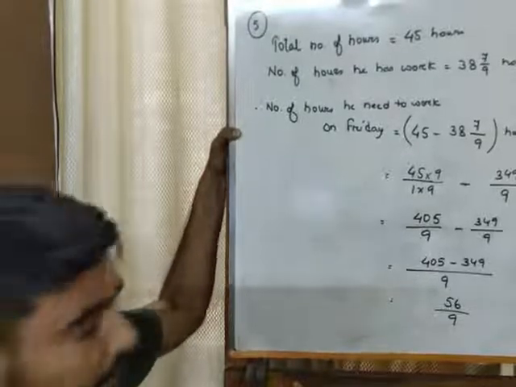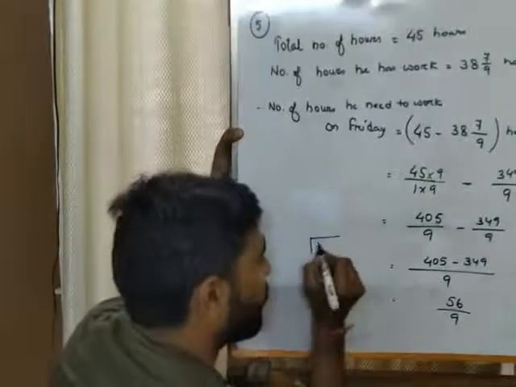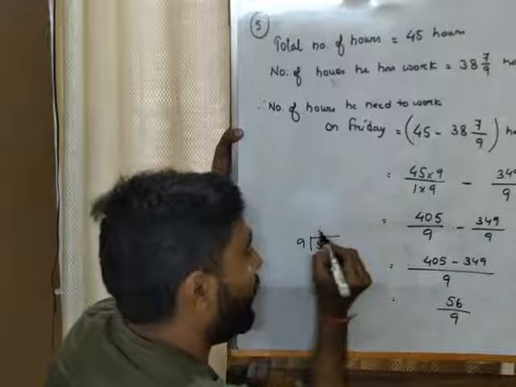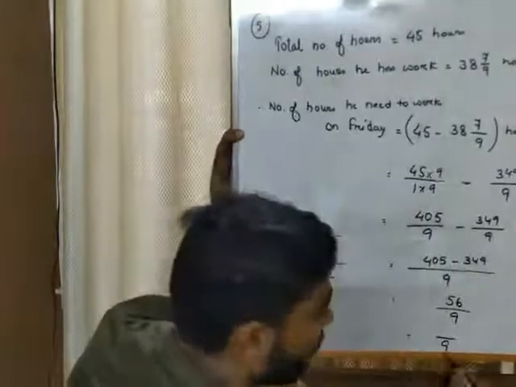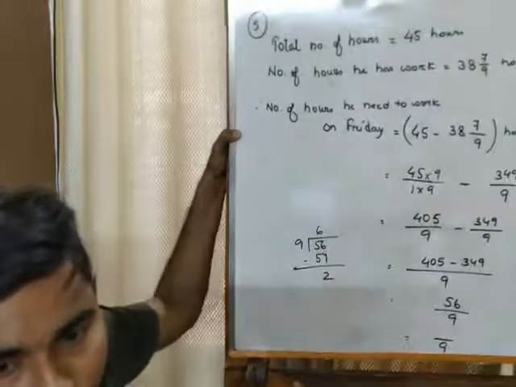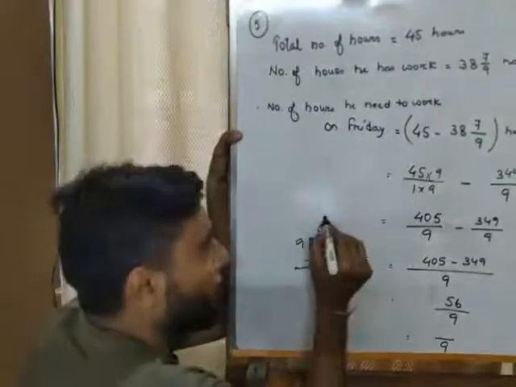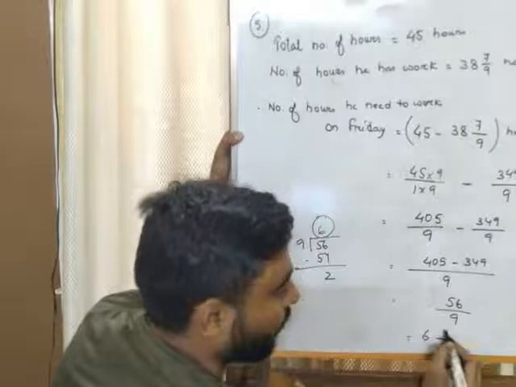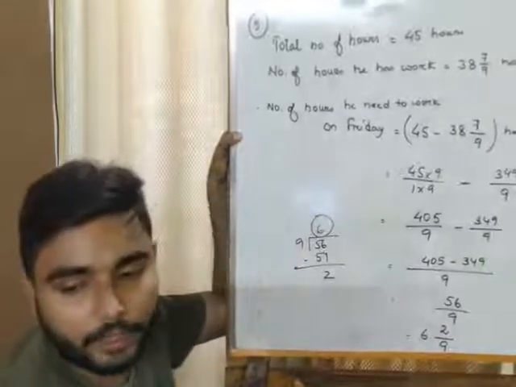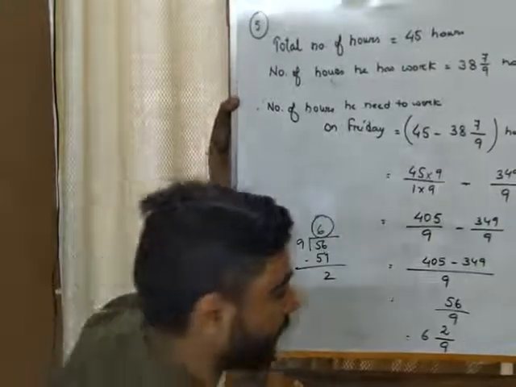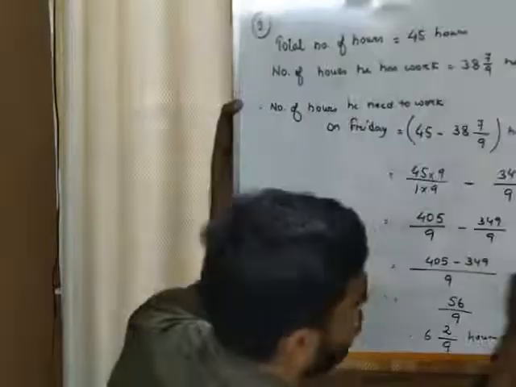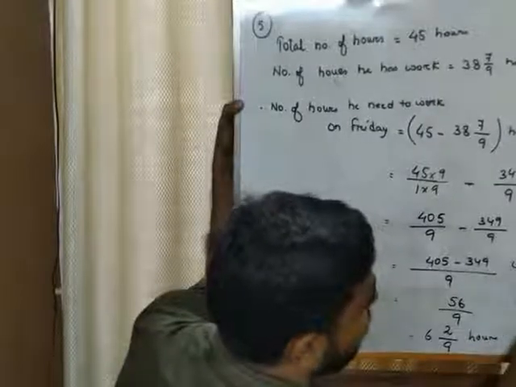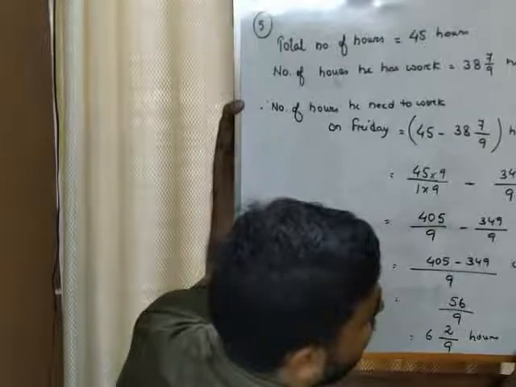To convert into a mixed fraction, you can see in the table of 9, 9 6 times 54, remains 2. Denominator never changes. So if it is 9, it will be 9 fixed. Quotient will be the whole part and remainder becomes the numerator. So which option has this answer? Option number B. So your answer is option number B, 6 2 by 9 hours.